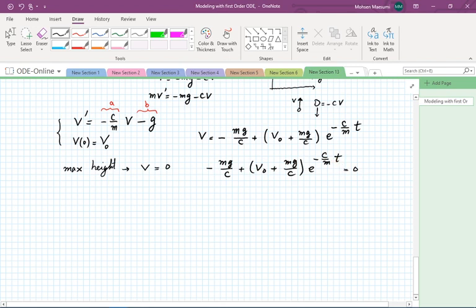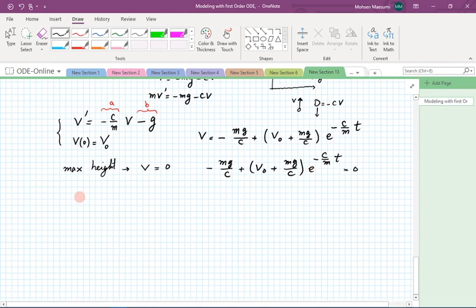So I can go ahead and find this exponential from here, and find the time at which we reach the maximum height. That's not required in this problem, but we can do that. And then replace in the formula we are going to get for the position, and then find the maximum height.